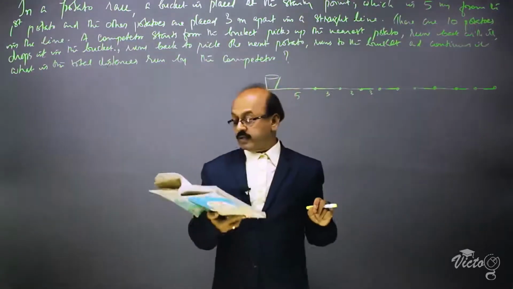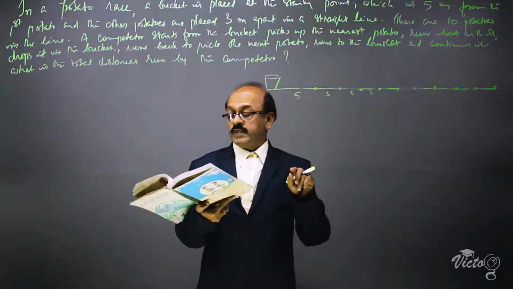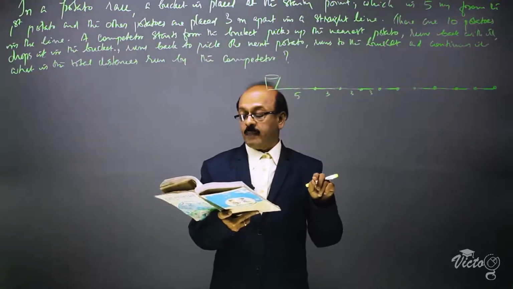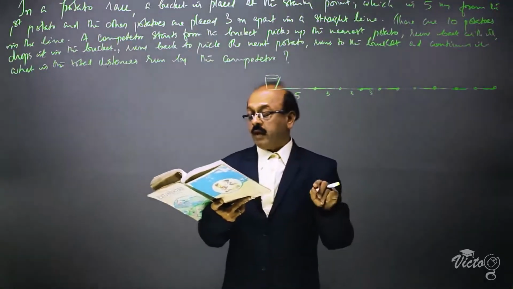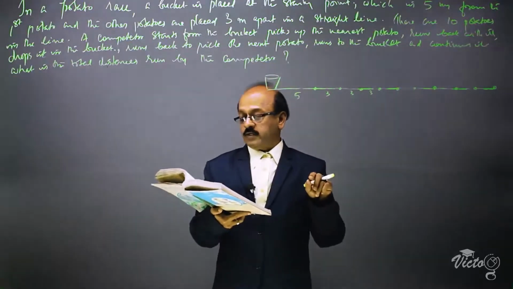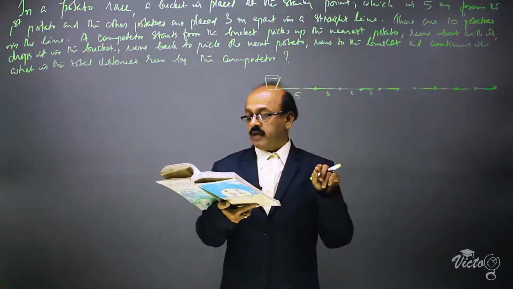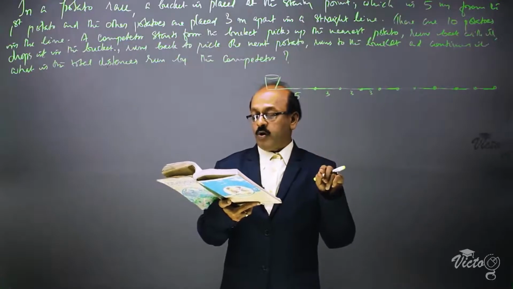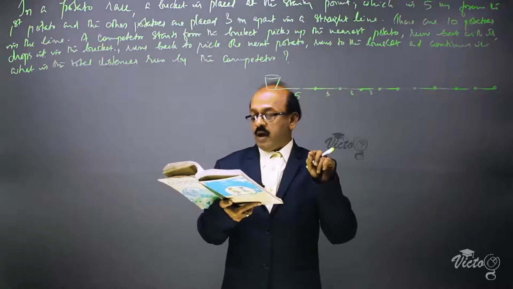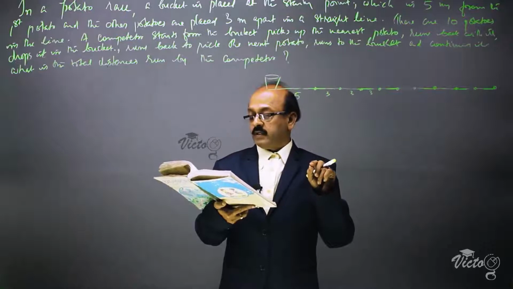I shall read the question once more. In a potato race, a bucket is placed at the starting point, which is 5 meters from the first potato, and the other potatoes are placed 3 meters apart in a straight line. There are 10 potatoes in the line. A competitor starts from the bucket, picks up the nearest potato, runs back with it, drops it in the bucket, runs back to pick up the next potato, runs to the bucket to drop it in, and she continues in the same way until all the potatoes are in the bucket. What is the total distance the competitor has to run?